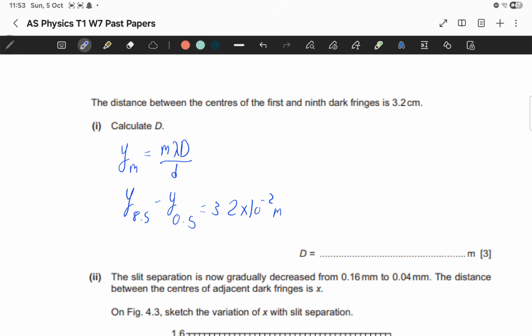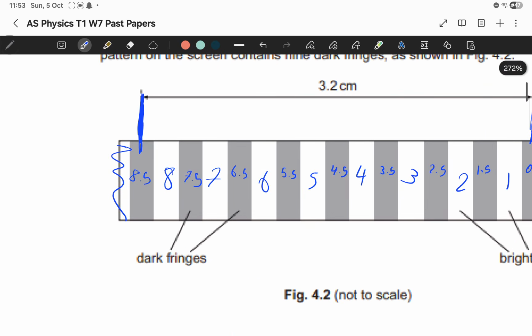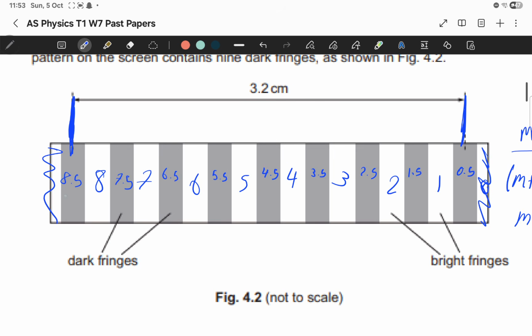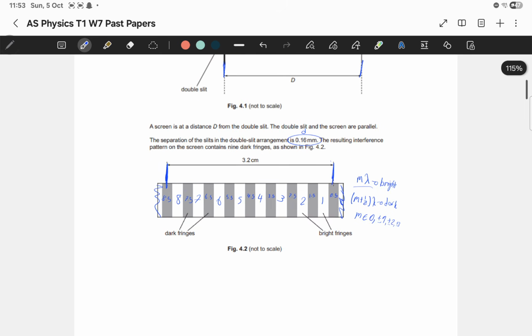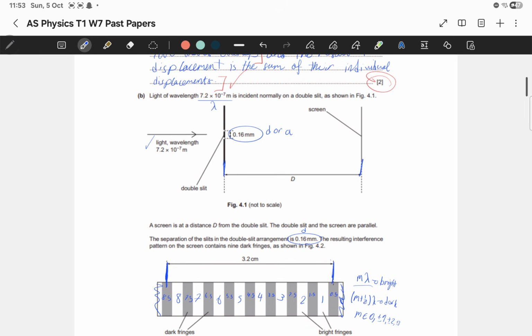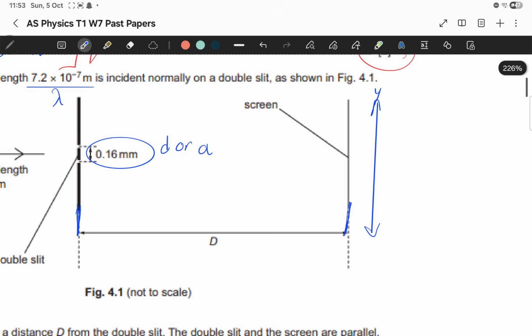So this is the actual reading. Because look, if you subtract the y position of the 8.5 dark fringe and the 0.5 dark fringe, you're going to get 3.2. This is the change in their y positions, because remember, this is taken from the screen. And what is ym? Ym is essentially this here, so this is the y-axis.